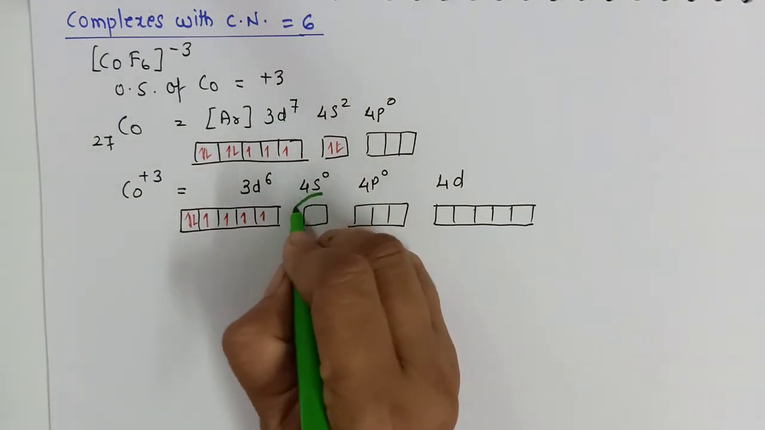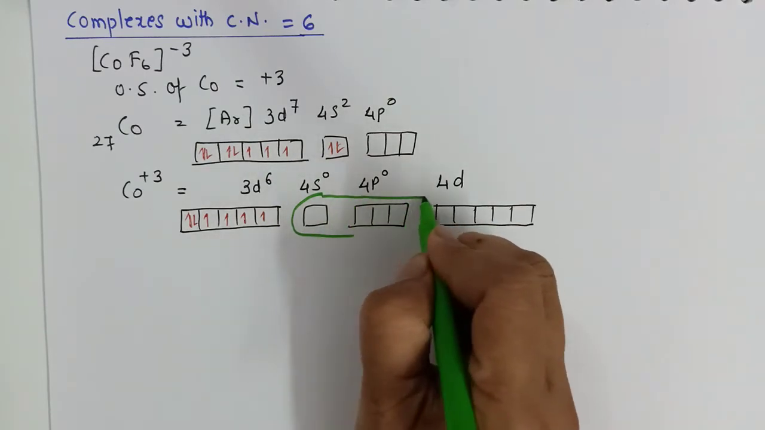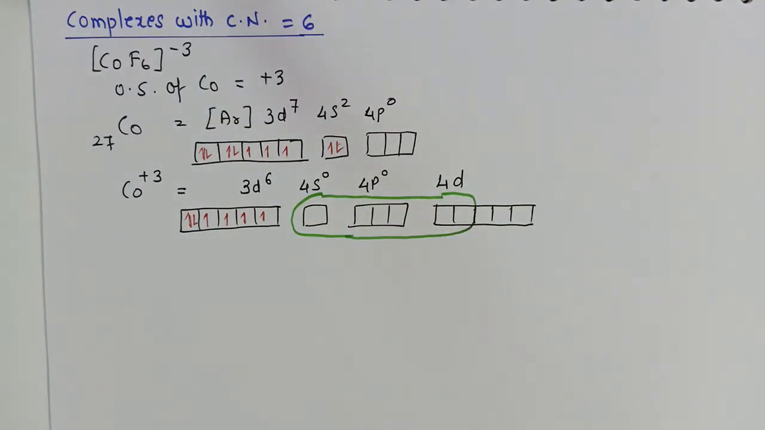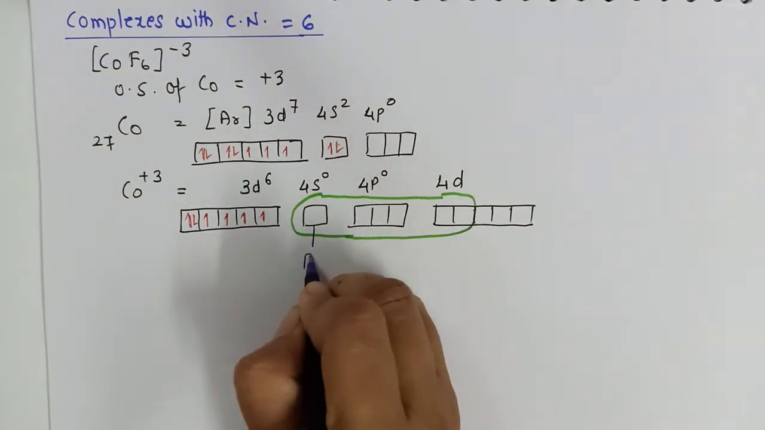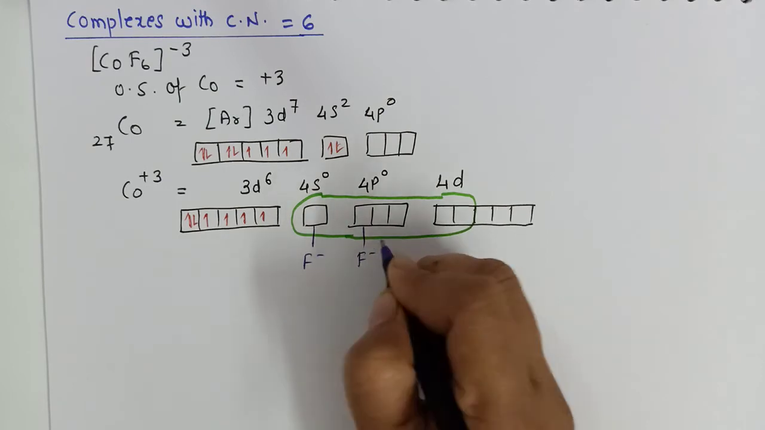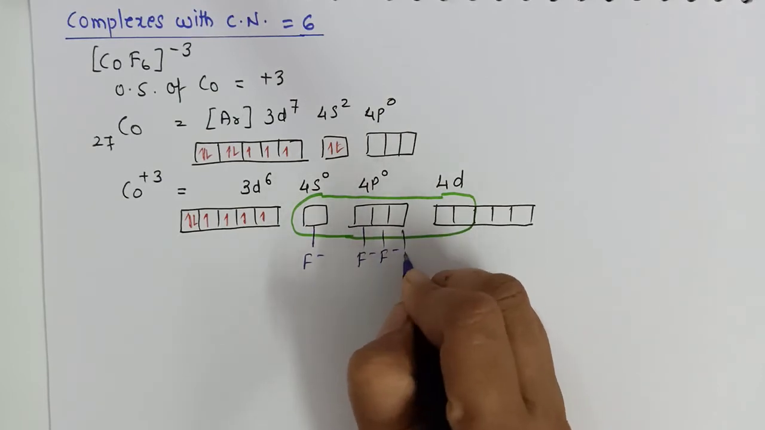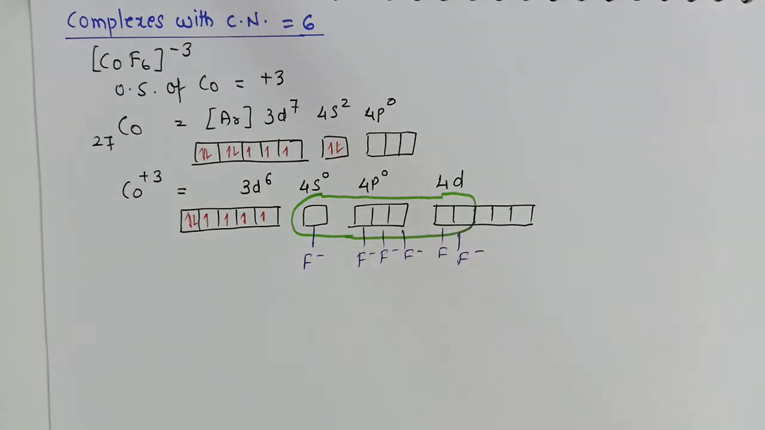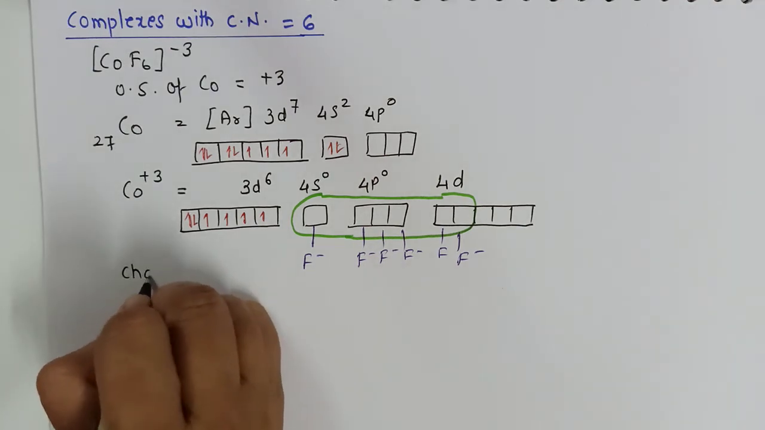So this s, p and 2 from d will be hybridized, each one getting a pair of electrons from fluoride. So what is it showing us? It is showing us sp3d2 hybridization.